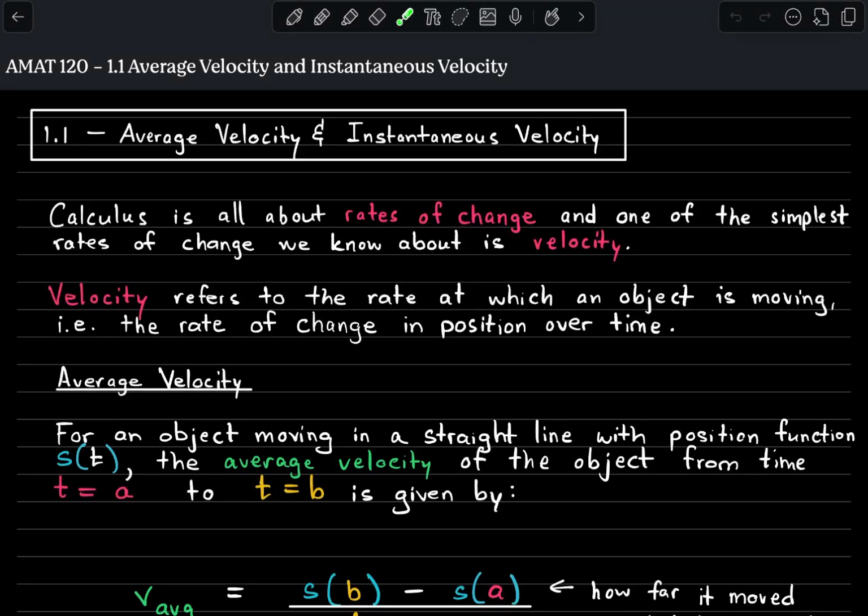All right, welcome everyone to AMAT 120. This is Applied Calculus A. This is our first lecture on section 1.1. We're going to talk about average velocity and instantaneous velocity.